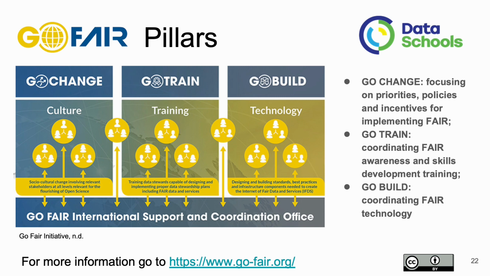Now, as part of GO FAIR, there are pillars that you can go and have a look at. The 3 pillars are GO CHANGE, which focuses on priorities, policies, and incentives for implementing FAIR. Then you also get GO TRAIN, which is an initiative where they coordinate FAIR awareness and skills development training. And the 3rd pillar is GO BUILD, where they coordinate FAIR technology. So have a look at that as well.